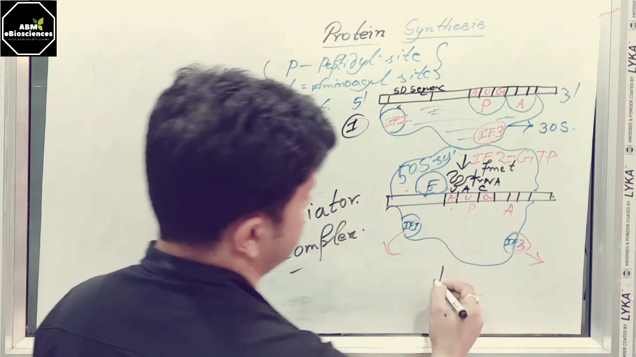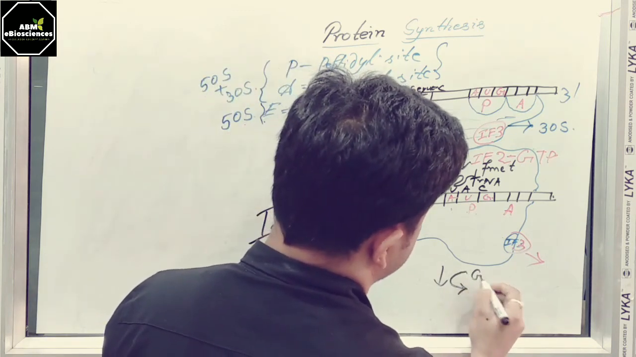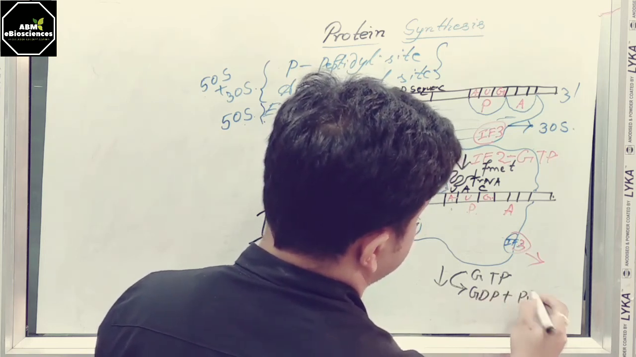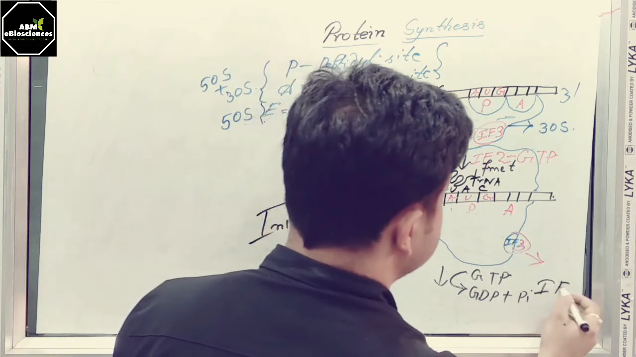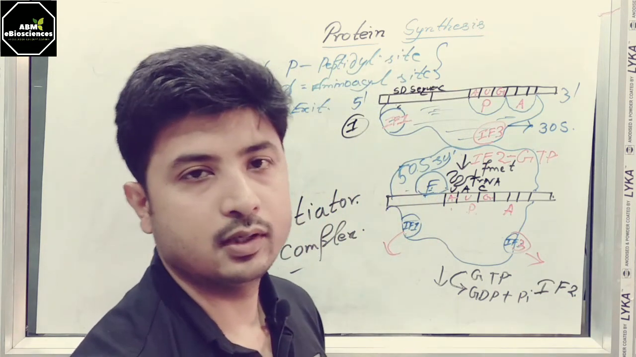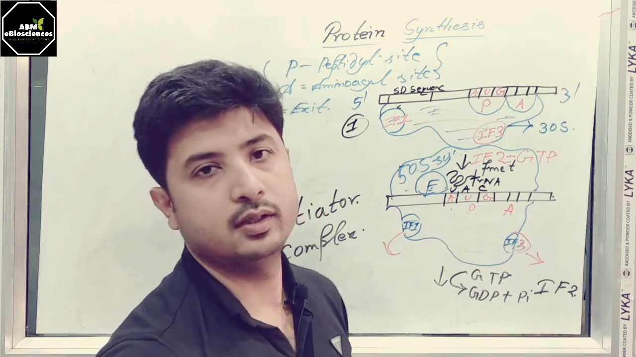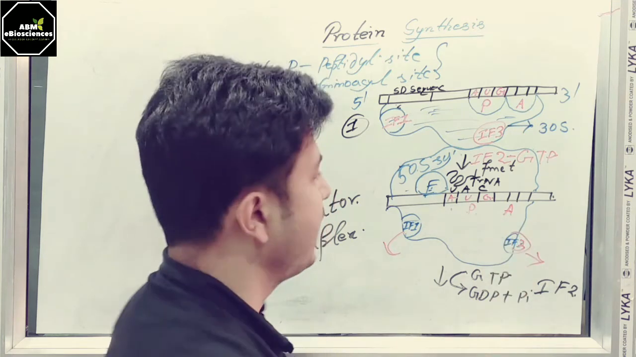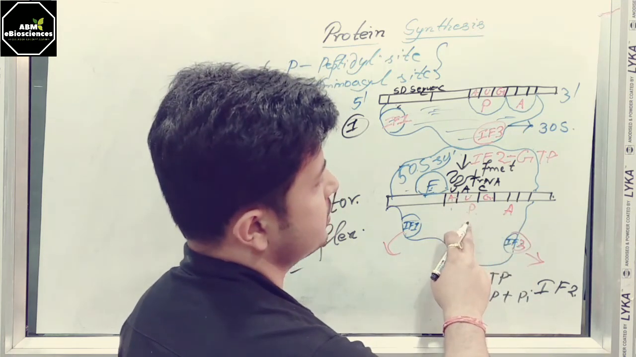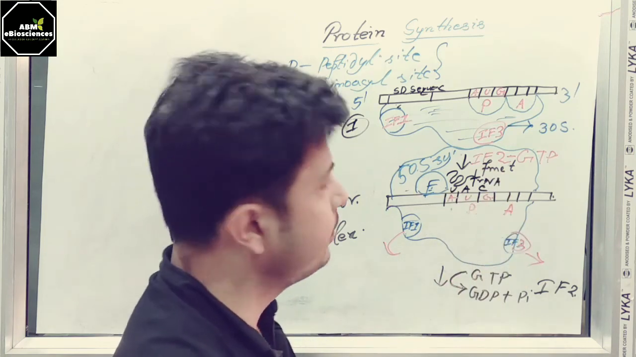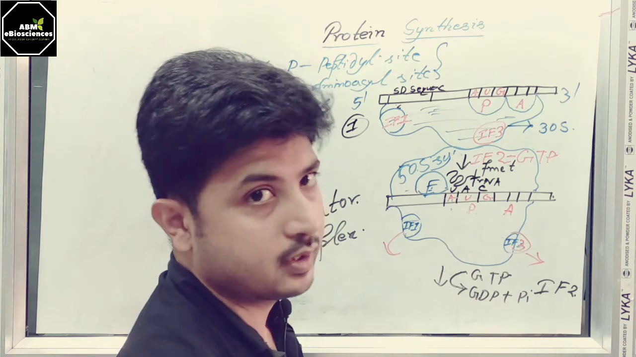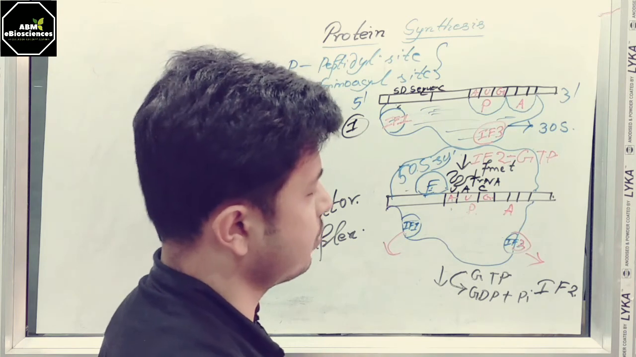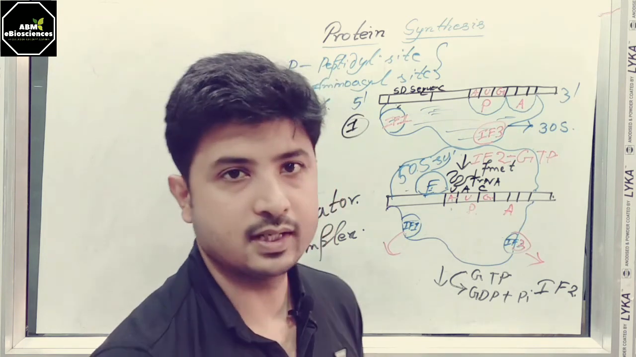So in the next step, GTP will be hydrolyzed in the process and released as GDP plus Pi. And IF2 will be recycled with the next amino acid tRNA, which is going to bind to the A site, not the P site. And the P site amino acid will go to the E site. These things I will elaborate in the elongation stage, but up to now this is the initiation process which is going on inside the cell.